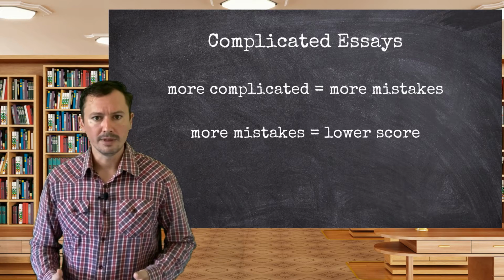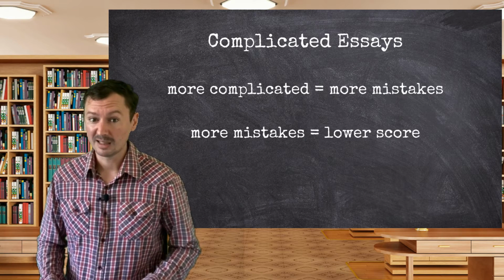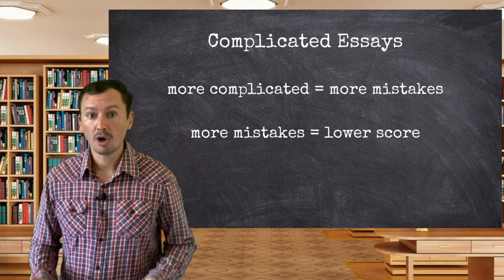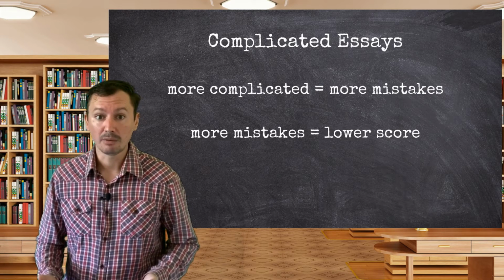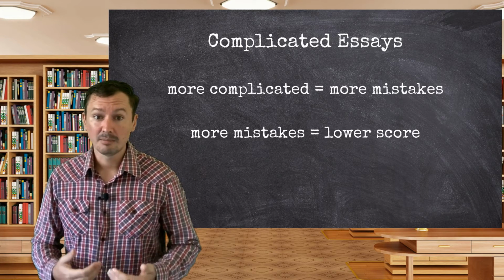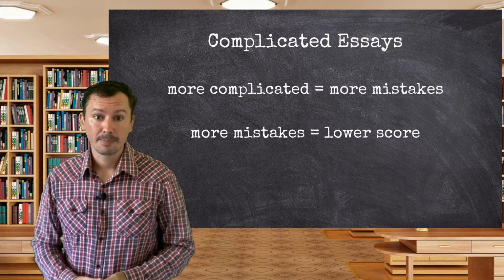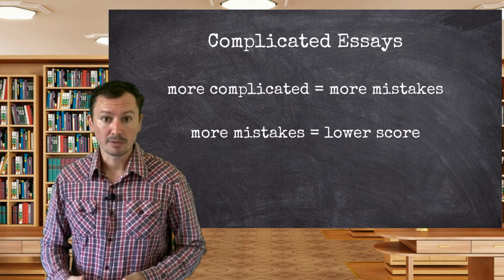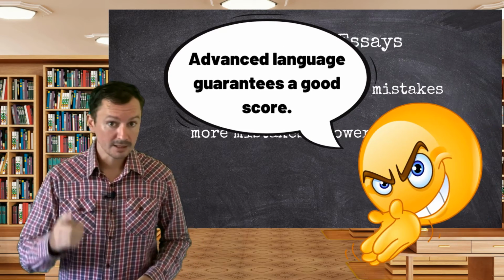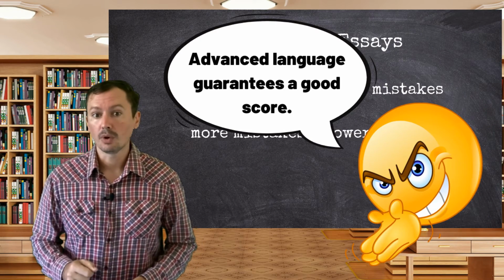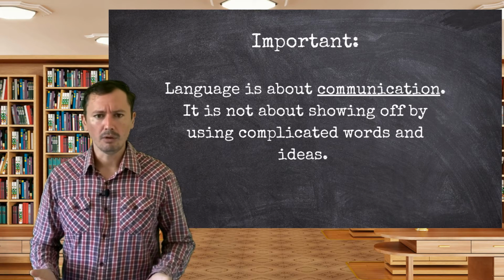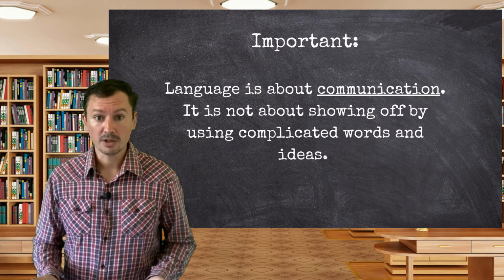The problem with all of this is that it tends to result in writing that is just not good. People who try to write very complex essays typically use language or structures that they don't understand, and this just makes them make lots of mistakes. As I mentioned in the previous chapter, they do this because they've been lied to by people who say advanced language guarantees a good score. This shows a lack of basic common sense. After all, that's not how any language functions.